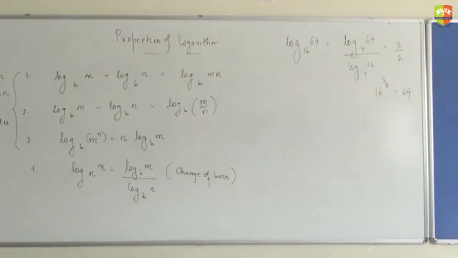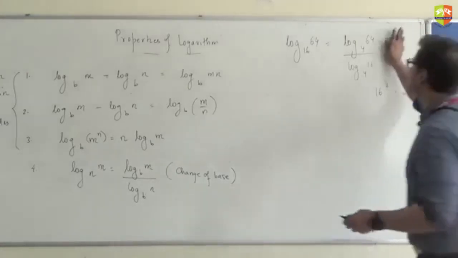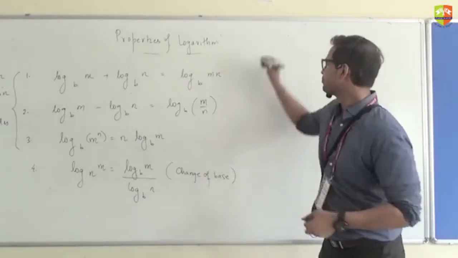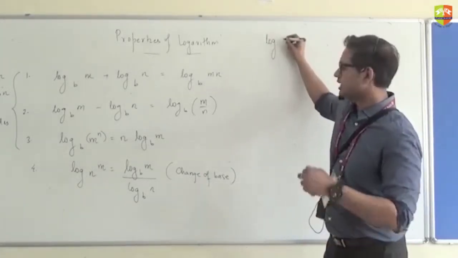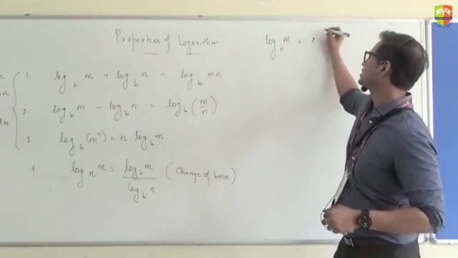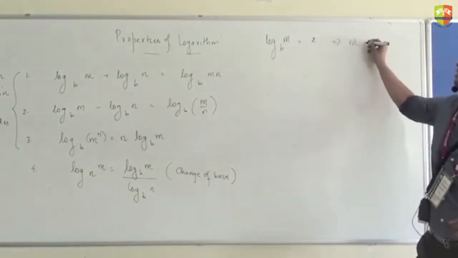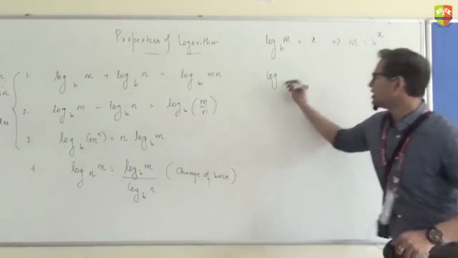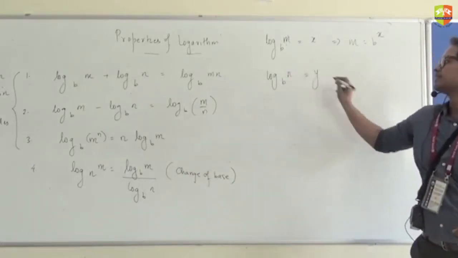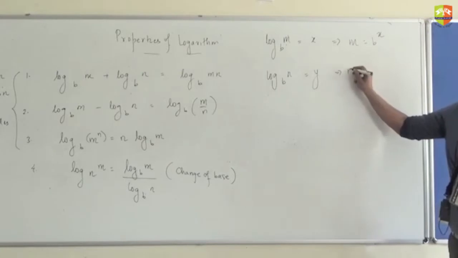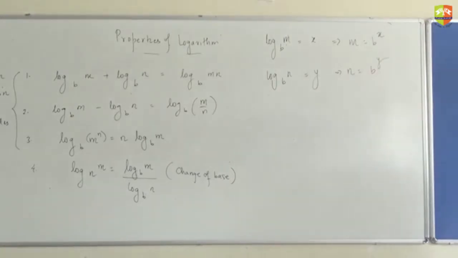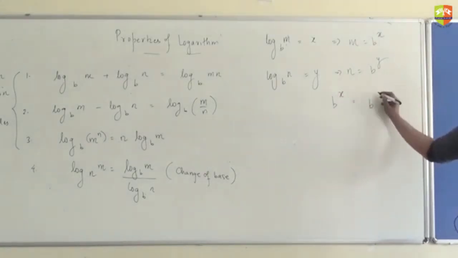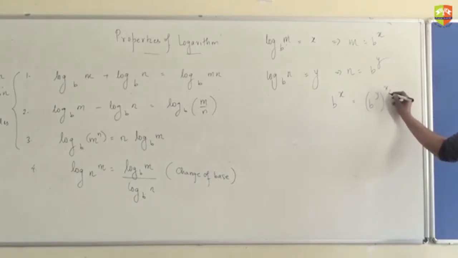Okay, so let's quickly do the proof for it because we have to cover a lot of ground. Next class, I have to start with calculus anyhow. Let's say I start with the right hand side. I call this as x. So can I say m is b to the power x then? And the denominator, let's say log n to the base b, I call it as y. So can I say n is b to the power y? Now, b to the power x, can I write it as b to the power y to the power of x by y?